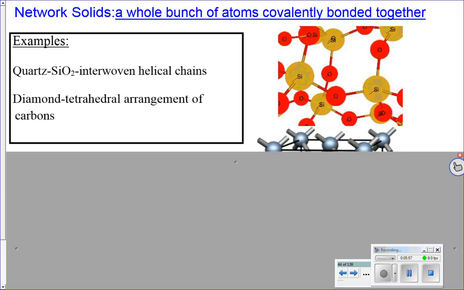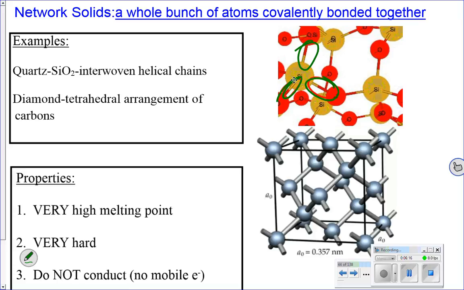A quartz crystal is an interwoven helical chain of silicons and oxygens bonded together. When you look at this picture, you see lots and lots and lots of bonds. Another example that we've talked about in the past is diamonds. Diamonds have a tetrahedral arrangement of carbon atoms. Each of these carbon atoms forms four bonds with other carbon atoms, so you have a lot of individual bonds occurring here.